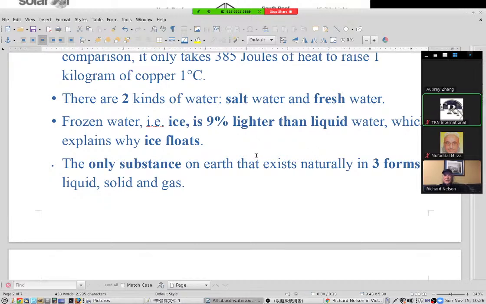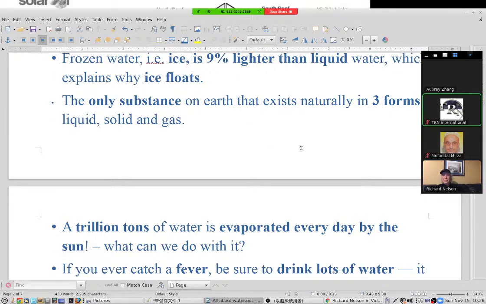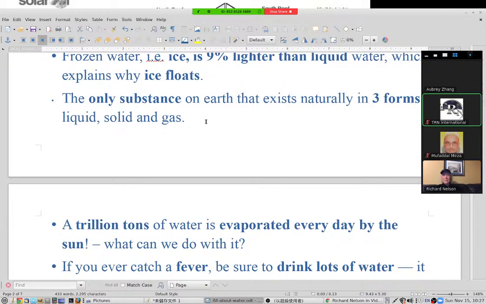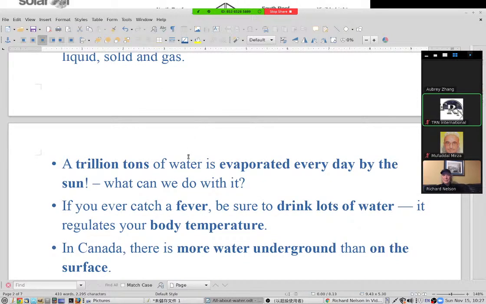The other thing is that frozen water, that is the ice, is 9% lighter than liquid, right? That explains why ice floats. And it is also the only substance on Earth that exists naturally in 3 forms: liquid, solid, and gas. These 3 forms, or three phases, are very important to regulate the thermal energy on Earth.